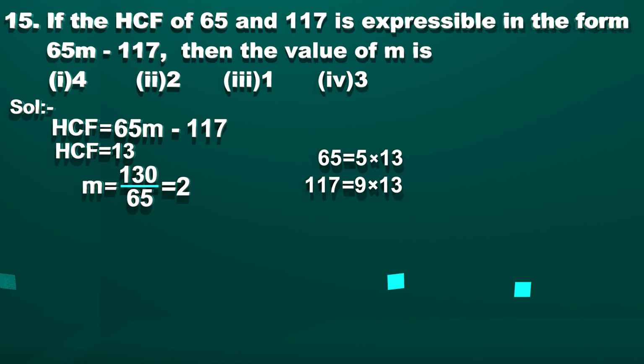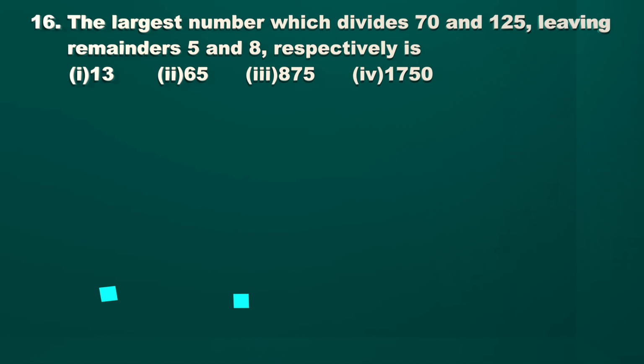Next question. The question says: find a number which when it divides 70 leaves remainder 5, and when it divides 125 leaves remainder 8. If you don't know the process to solve such questions, then we only have one way left to solve it, and that is to check each option one by one. Option 3 and option 4 are cancelled because both these numbers are greater than 70 and 125, meaning they cannot divide 70 and 125. So now we have only two options left, 1 and 2.